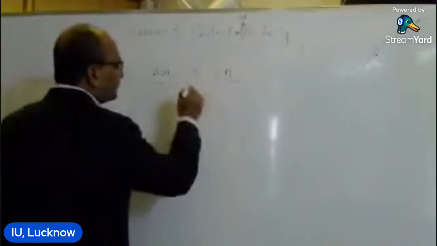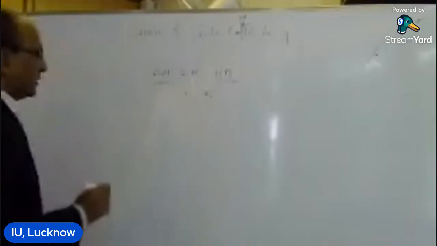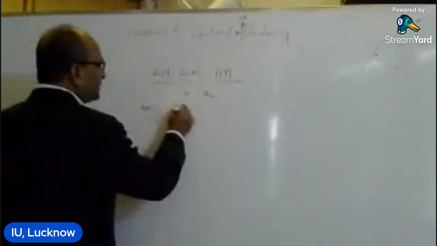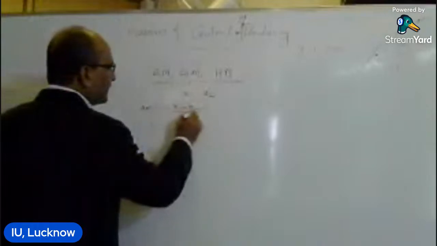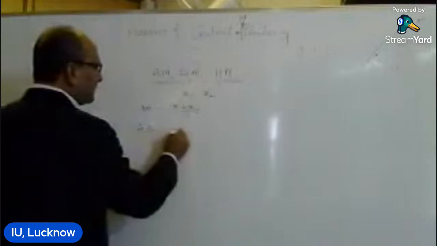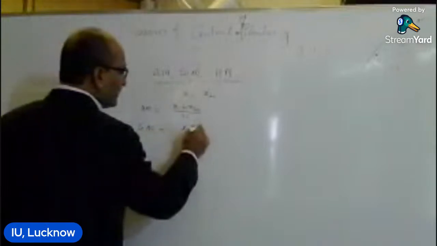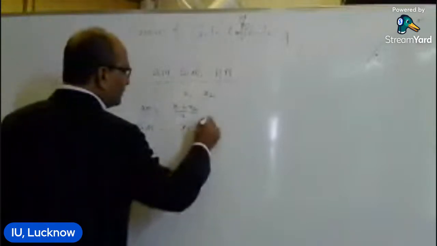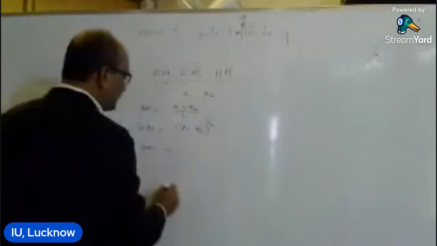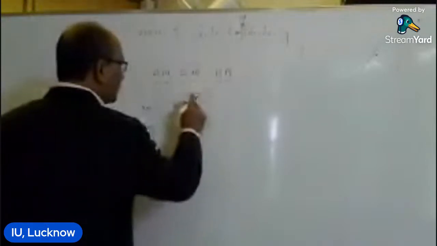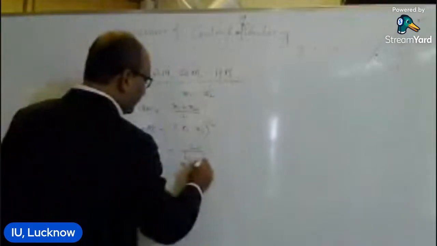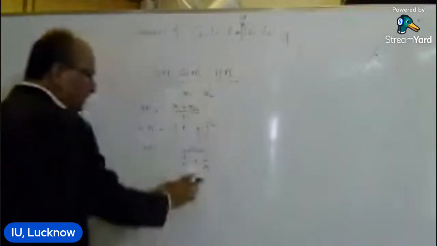Suppose we have two values, x1 and x2. There are two observations. The arithmetic mean is, as we all know, x1 plus x2 divided by 2. The geometric mean is x1 into x2 to the power 1 by 2. And the harmonic mean, as we know, is the total number of observations, 2, divided by 1 by x1 plus 1 by x2. Now simplify this harmonic mean.